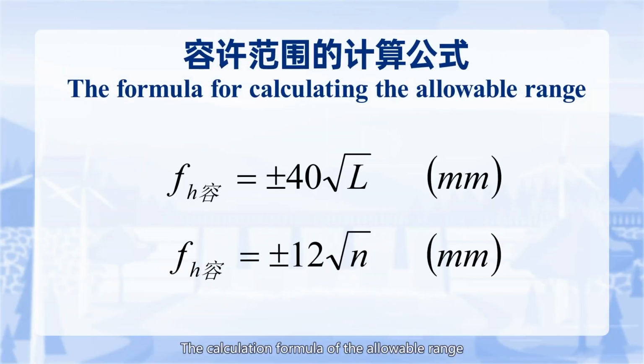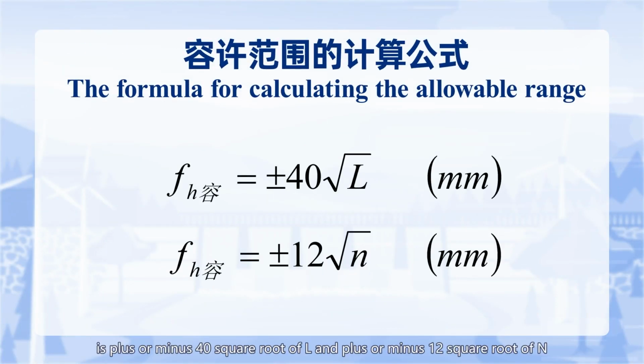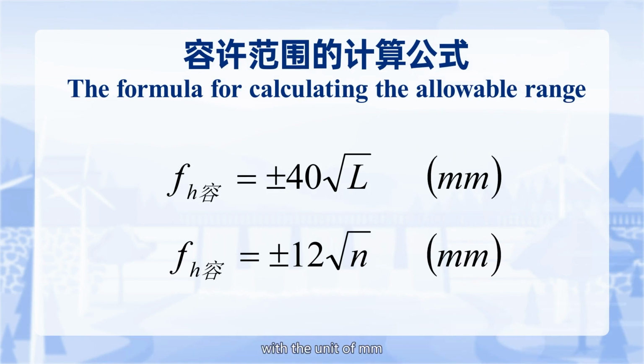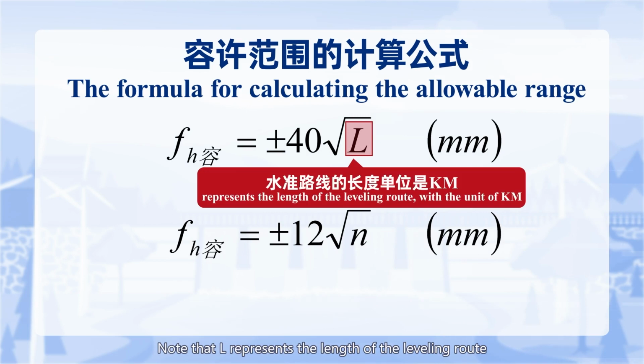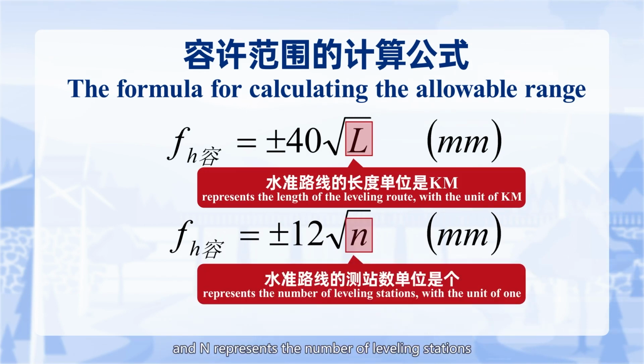The calculation formula of the allowable range is plus or minus 40 square root of L, and plus or minus 12 square root of N, with the unit of mm. Note that L represents the length of the leveling route, with the unit of km, and N represents the number of leveling stations, with the unit of 1.